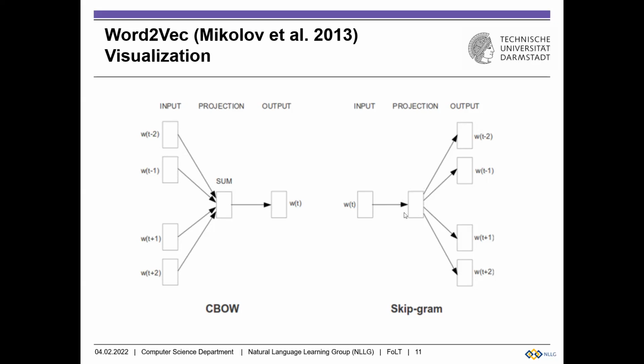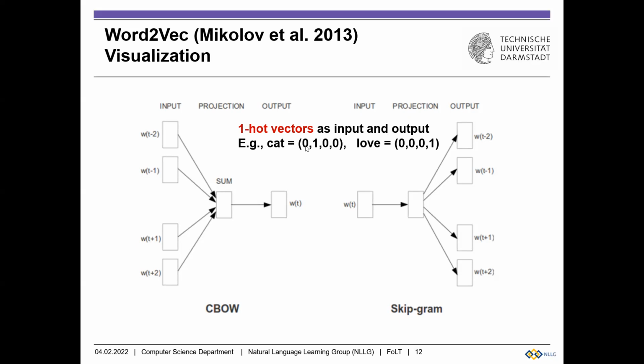And from this projection layer, the context words are then supposed to be predicted. So you see that this is a neural network that has one-hot vectors as input, and as output, it also has one-hot vectors, namely the context words. So the one-hot vectors are the inputs and the outputs.